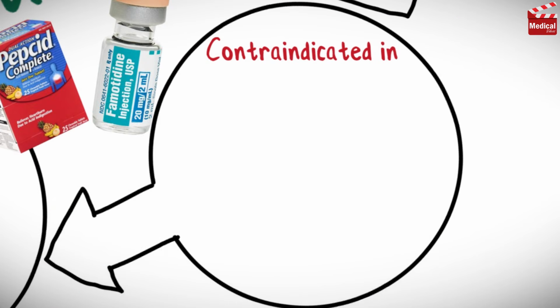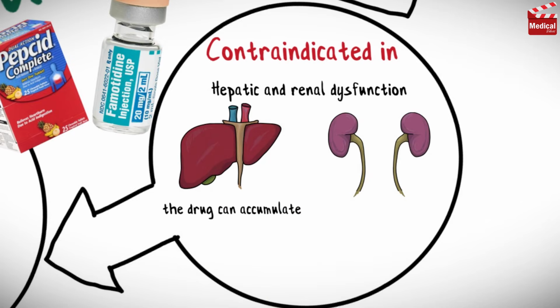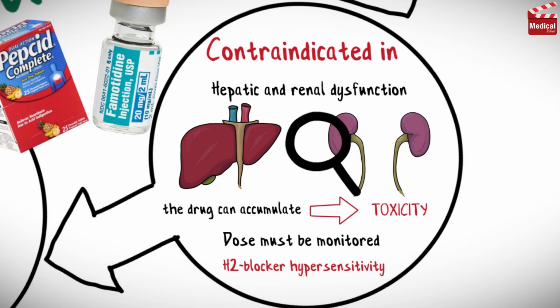It is contraindicated in hepatic and renal dysfunction, because the drug can accumulate causing toxicity. So the dose must be monitored in case of kidney or liver diseases. Famotidine should be administered with caution to patients with a history of H2 blocker hypersensitivity.